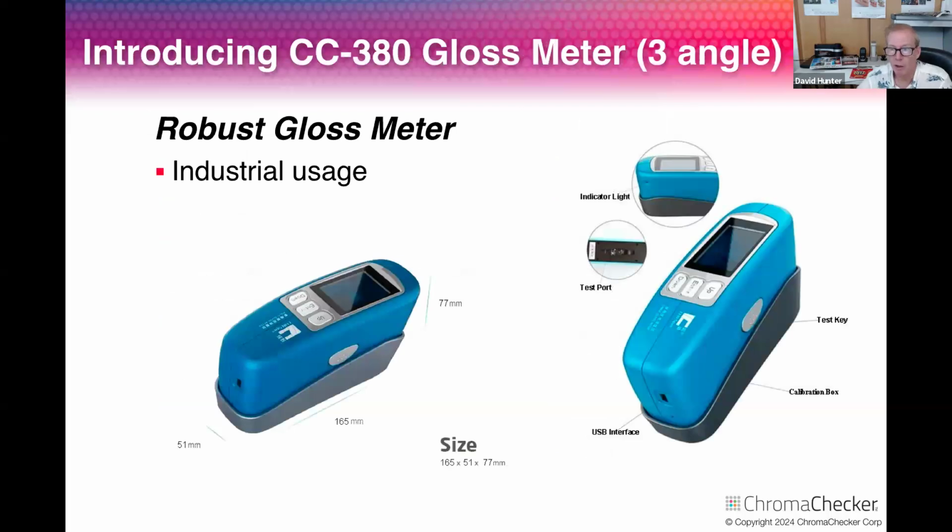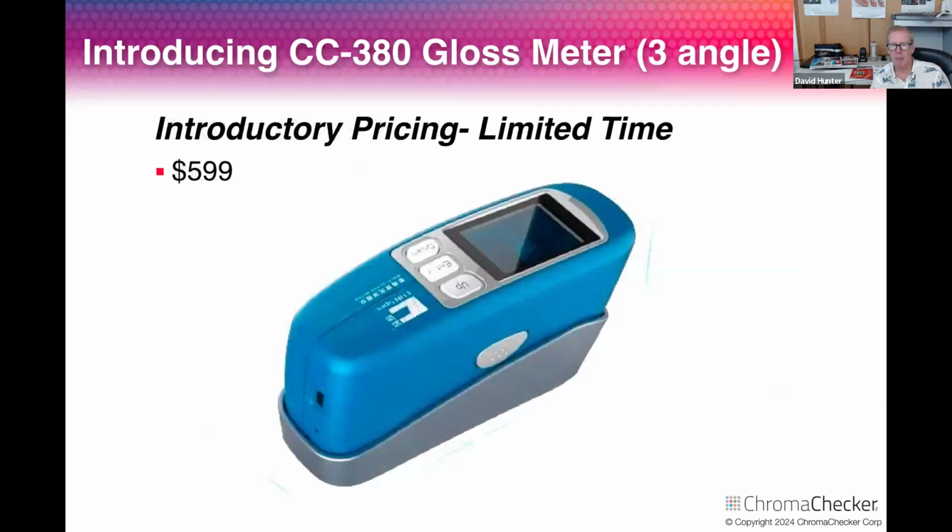And this is what it looks like. So here it is in real life. You can see the manufacturer has a color issue with their simulation of the actual gloss meter, which I did not take the time to correct. But you can see it's very portable, very easy to use. And we're calling it the CC380 gloss meter, which is a 3-angle gloss meter.